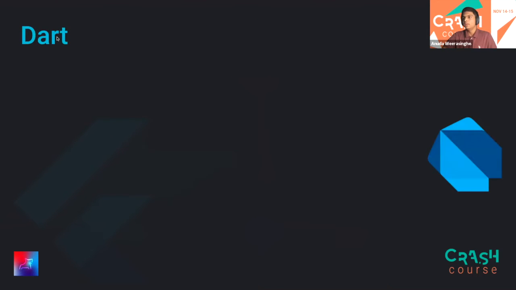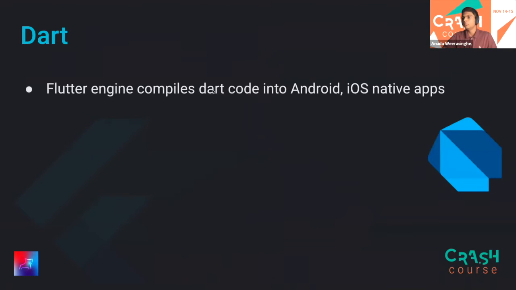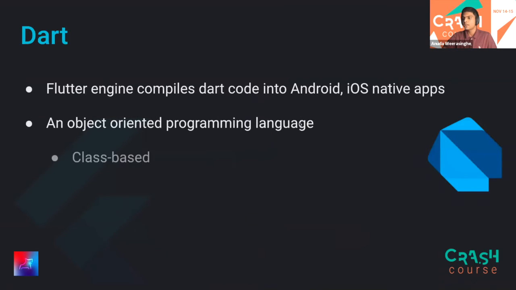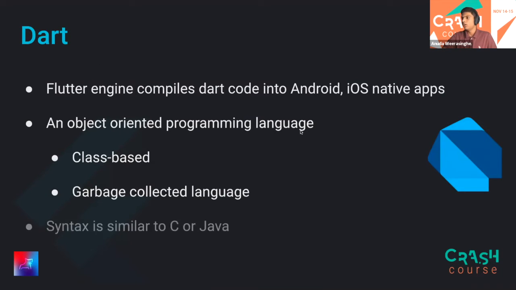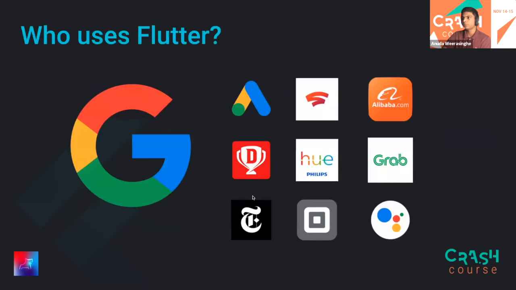And like I said, the language that Flutter uses is Dart, and Dart basically is an object-oriented programming language, and what this means is basically it's a class-based language. A good thing to know about Dart is that it's garbage collected. You probably wouldn't have used Dart before if you haven't used Flutter. Basically, Dart is not that difficult to pick up because the syntax is very similar to C or Java.